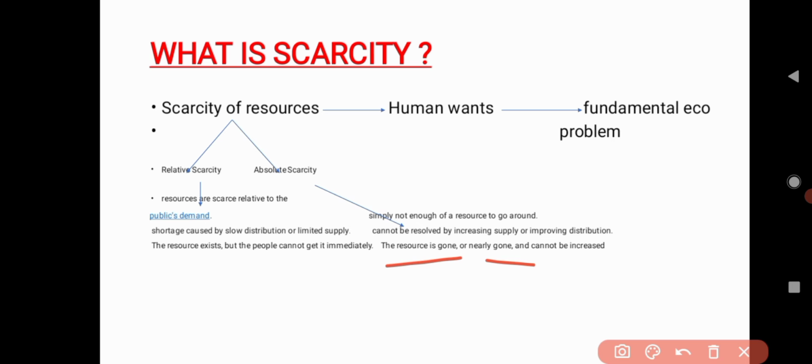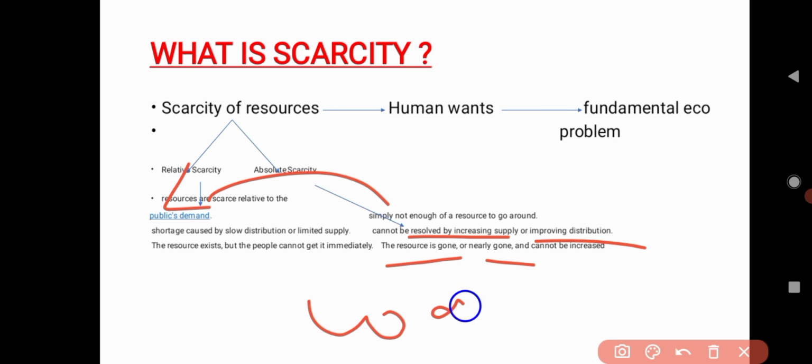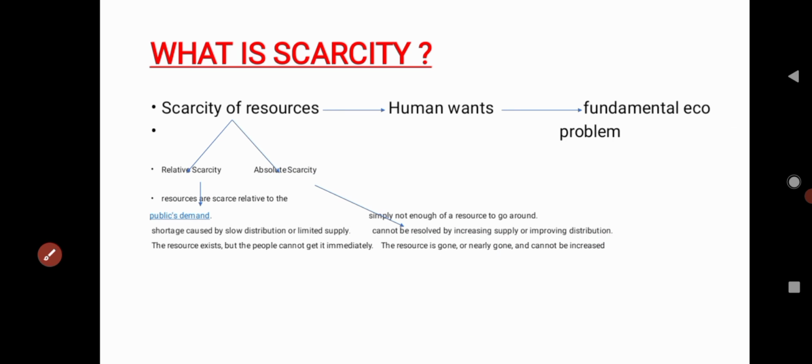So absolute here means that the supply cannot be increased, right? It cannot be resolved by increasing supply or by improving distribution, as is done in relative scarcity, right? The resources simply are not enough to fulfill the wants of the people. So here we have to wisely choose and wisely work on the uses of the coal. So that is absolute scarcity. I hope till here the concept of relative and absolute scarcity is clear.